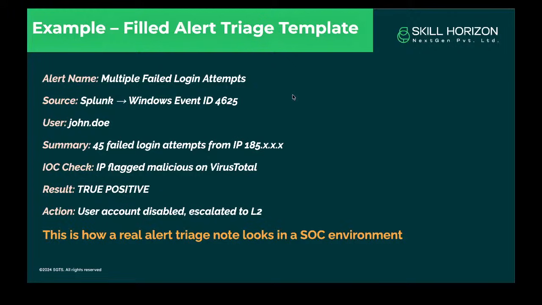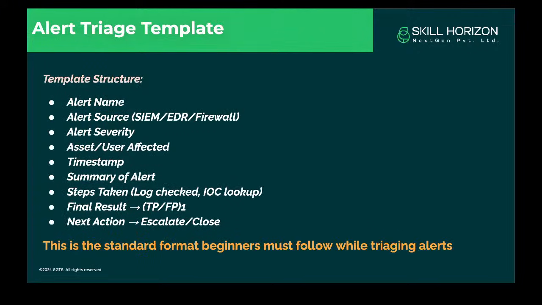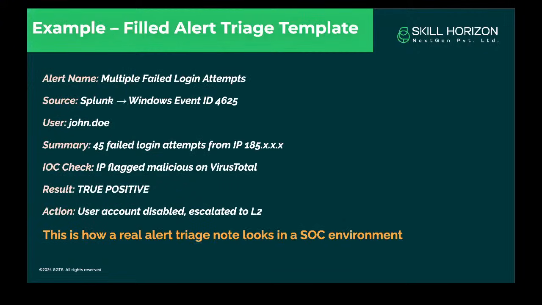Now what action are you taking? The user account is disabled because the attack is happening on that particular account. So the action taken is user account disabled, then escalated to L2. You can also include other things as well, like the timestamp, the summary, the severity. These things you can also include in your alert triage template, right? So this is how real alert triage notes look in a SOC environment.